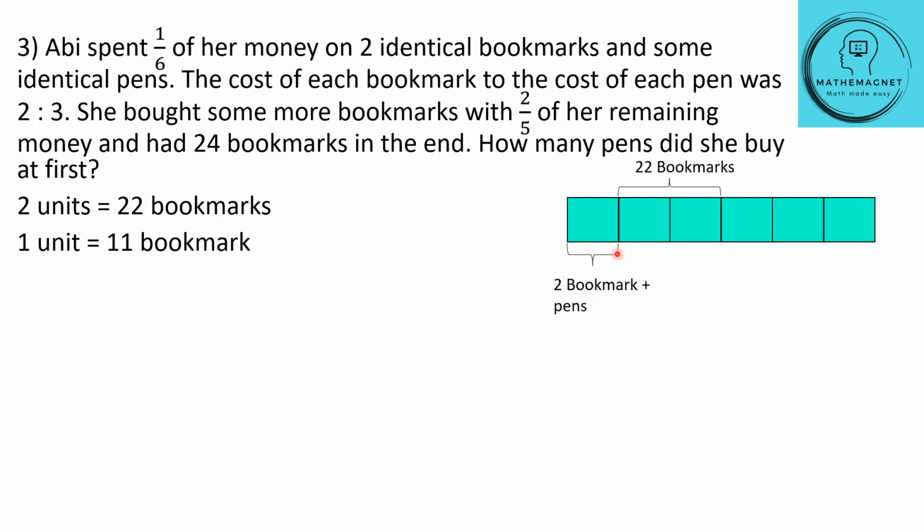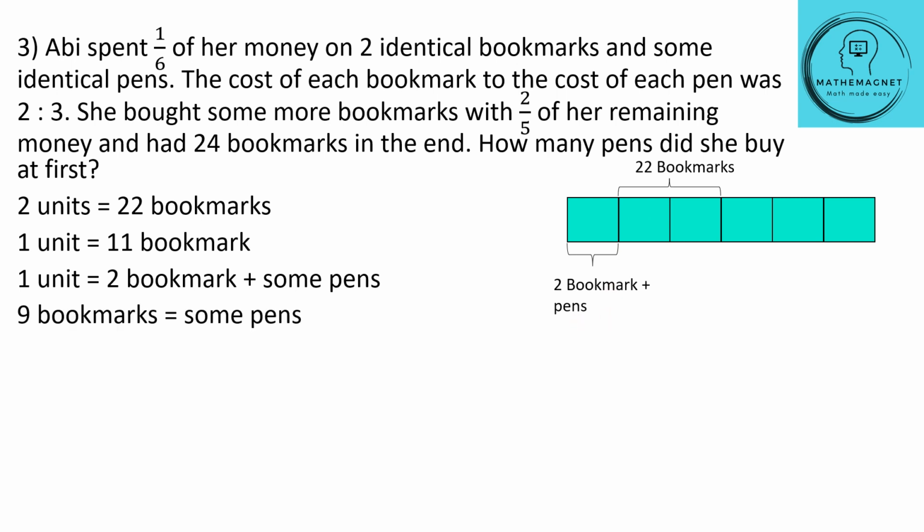We also know this 1 unit is equal to 2 bookmarks plus some pens. So from the first unit she spent money to buy 2 bookmarks and some pens, and from this unit she could have bought 11 bookmarks. So the some number of pens will be equal to 9 bookmarks, correct? Because it is 2 bookmarks plus some pens, and here it is 11 bookmarks. So the difference will be 9 bookmarks. So the pens will be equal to 9 bookmarks.